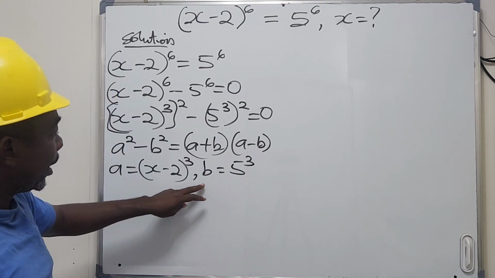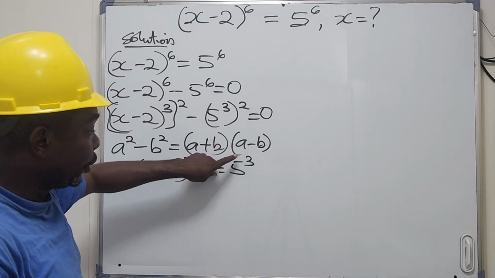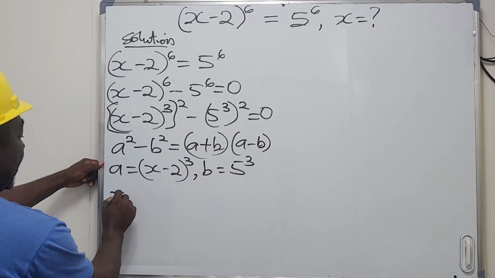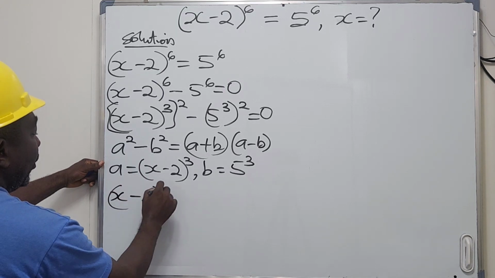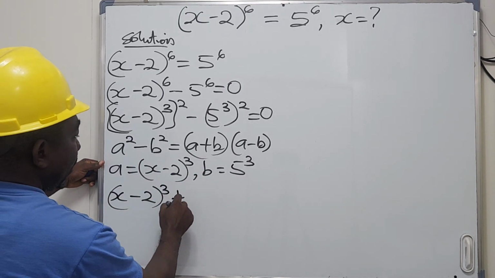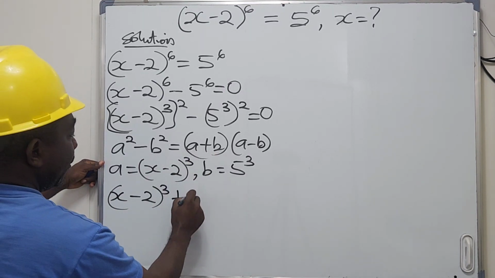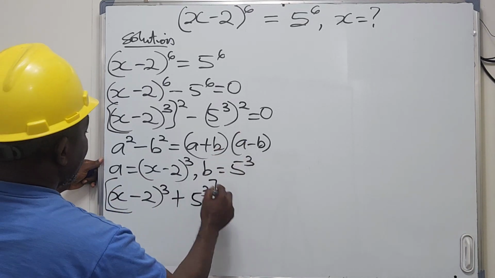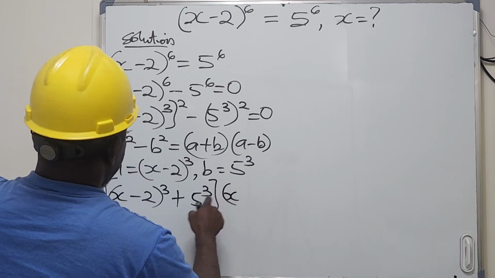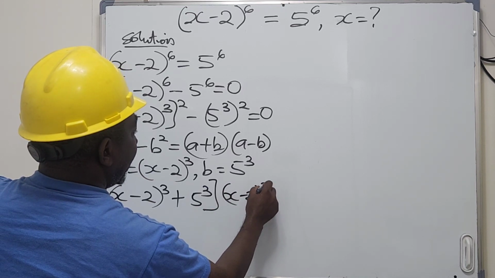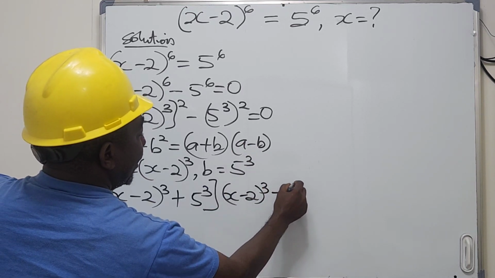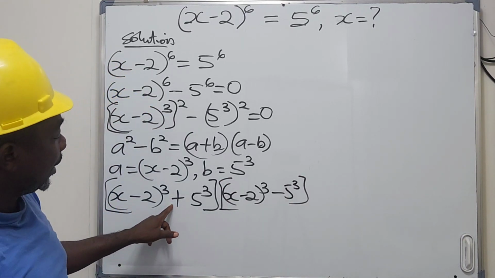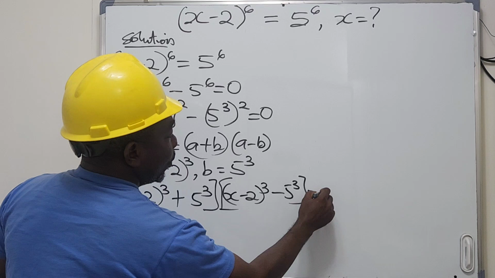So when we substitute this parameter into the solution of this difference of two squares, it will become (x − 2)^3, that is for a, plus, then for b, we have 5^3. That is the first parenthesis. Then the second parenthesis, we have (x − 2)^3, that is for a, minus 5^3. That is for the second parenthesis. So in this case, we can see that all this equals 0.